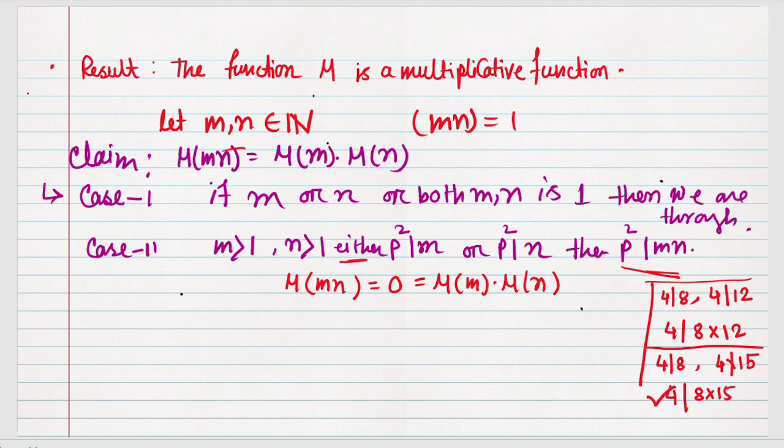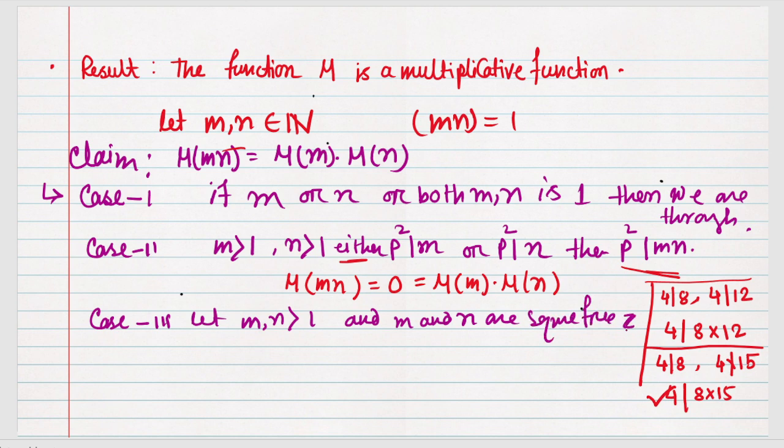So we are now moving towards our case number 3. In our case number 3, let m and n both be greater than 1, and m and n are square free integers. We are specifying our theorem more: for every m and n integers, that means m and n both are greater than 1 and m and n are square free.